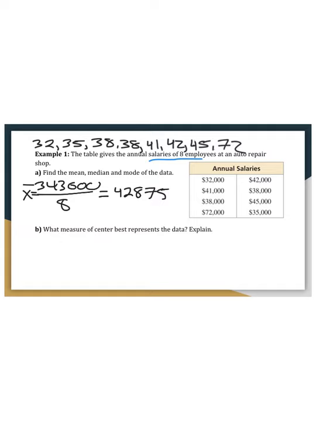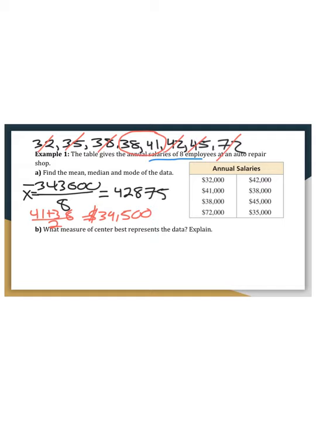To find our median, I'd like to find the exact middle. So what I'm going to actually do is cross things off. If I cross off 32,000, I can cross off 72,000 as well. Then we can cross off 35 and 45, 38 and 42, and I'm left with two numbers. Now remember, because we have an even amount, what we're going to do is add these together and divide by 2. So if I take 41 and 38 and divide them by 2, then I end up getting 39.5, which is the same as 39,500. So the median number is going to be $39,500.